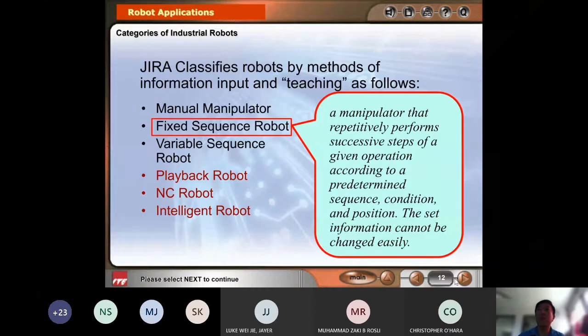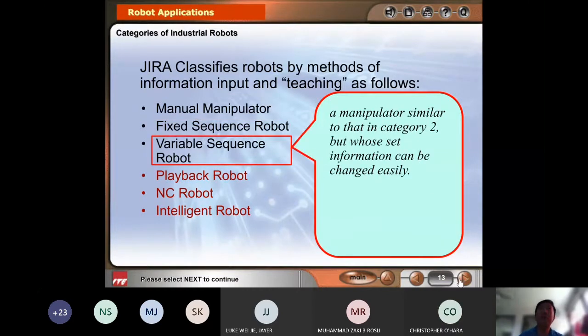Next, variable sequence. This one is the same as the fixed sequence, with the exception that the program can be changed. Halfway down the road, you can pause, change it, run, and carry on. This is the only difference. Other than that, everything is the same.